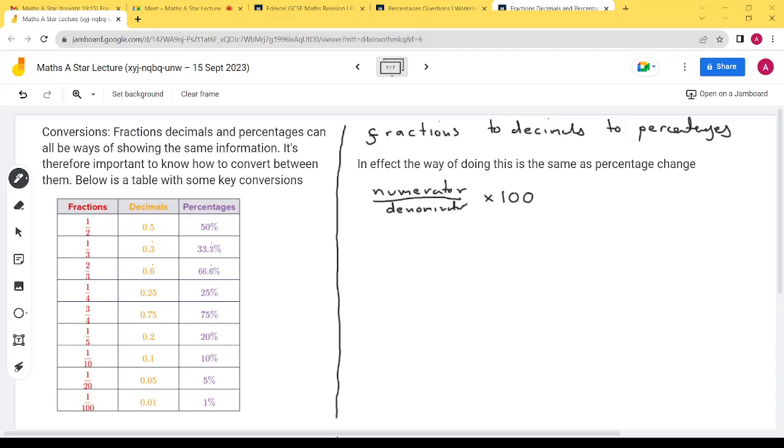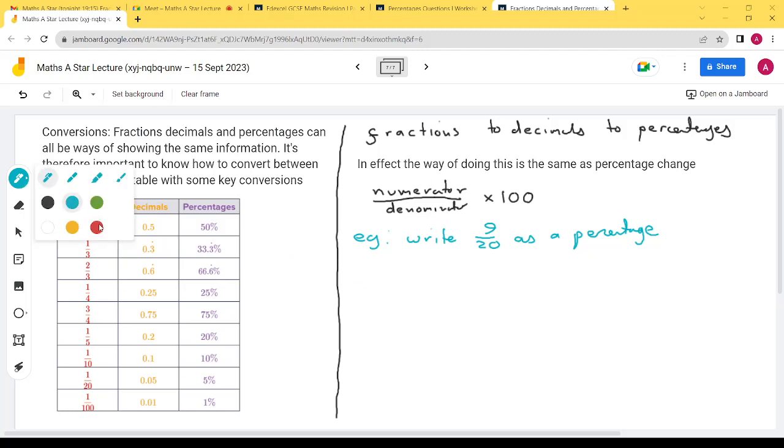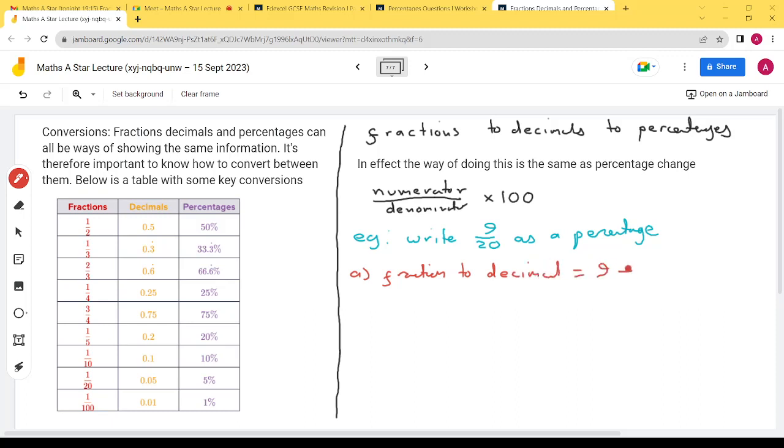Right, so let's have a look at an example here. So let's say, for example, to write 9/20 as a percentage. So first, we need to do fraction to decimal, which equals the numerator, so 9 divided by 20.